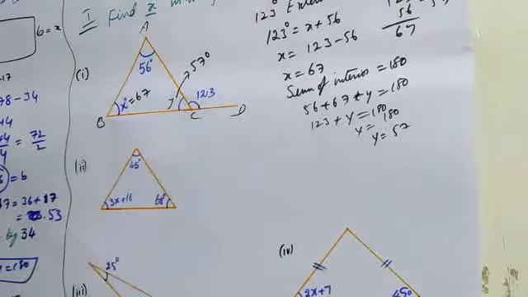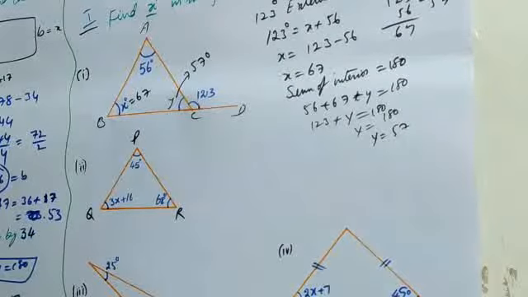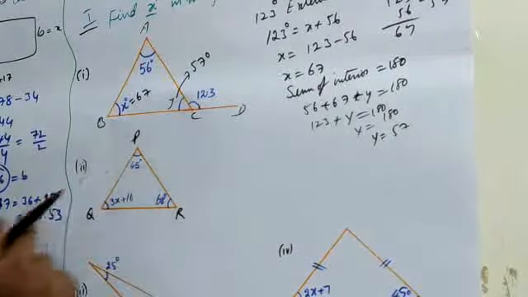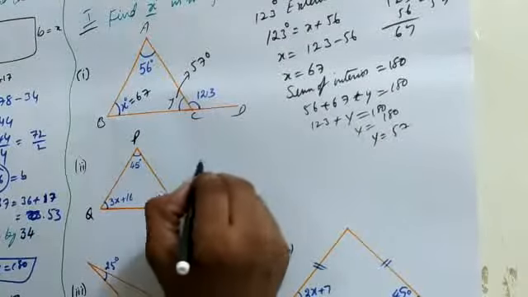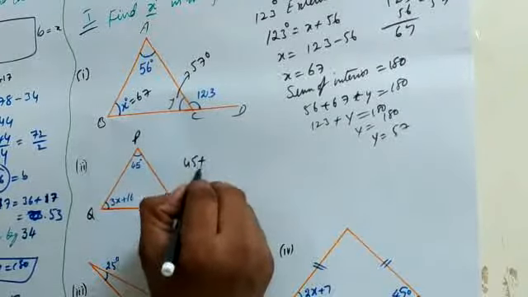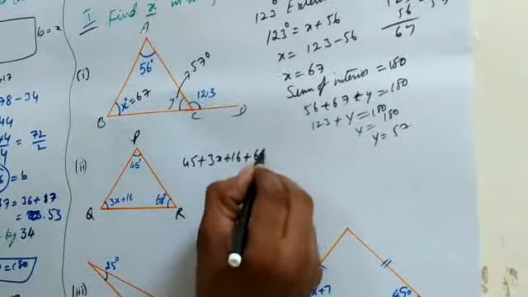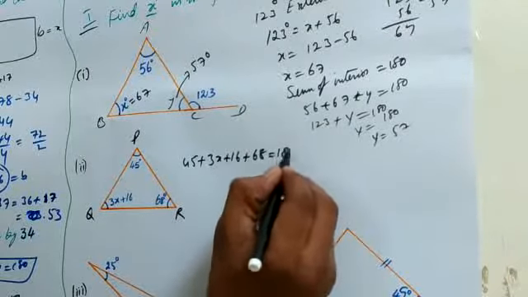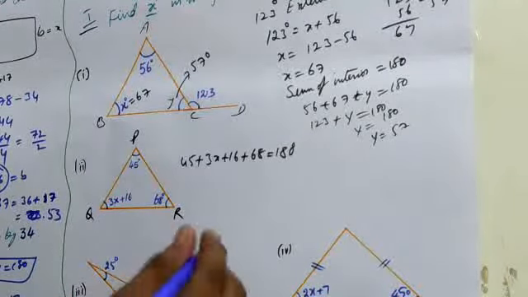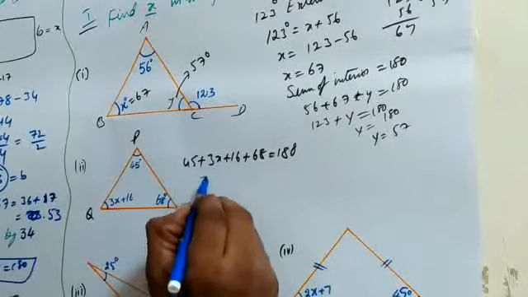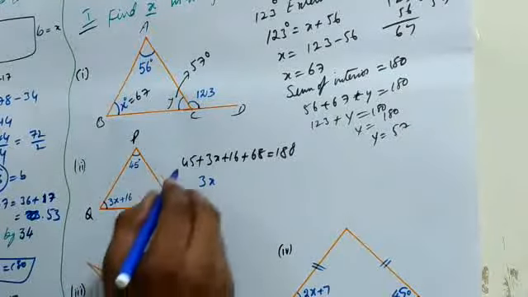Next, the second. In triangle PQR, the sum of the three interior angles is equal to 180. Therefore, 45 plus 3x plus 16 plus 68 is equal to 180. Here, 45 plus 16 is equal to 61.